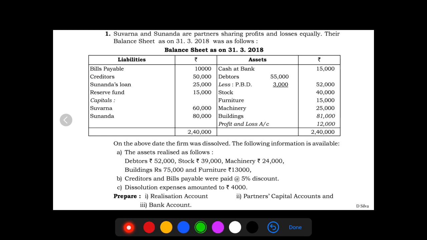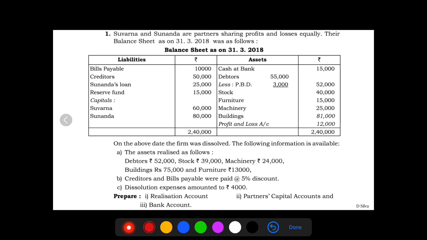Students, from the question we understand that on the above date the firm was dissolved. The partners of the partnership firm are Suvarna and Sunanda. The profit sharing ratio is equal, nothing but 1:1 or written as 1/2:1/2. In order to prepare realization account, partners capital account and bank account, we need to follow the balance sheet and the adjustments given in the question. In order to close the books of the partnership, let's follow the balance sheet that has been provided to us.